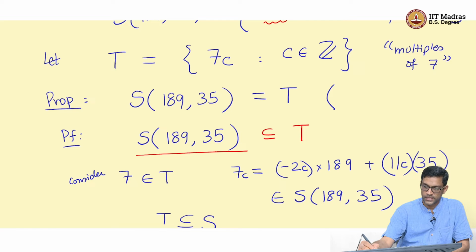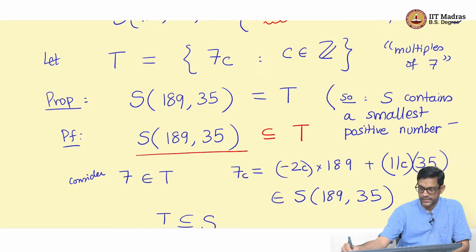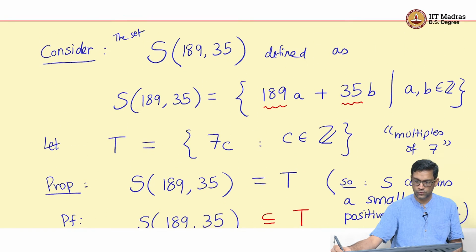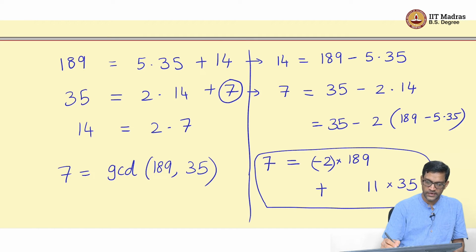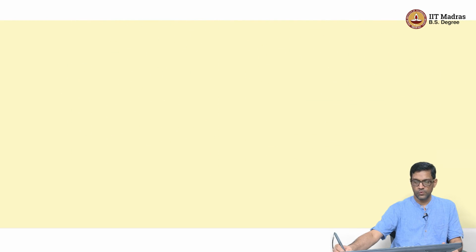So, in particular, S contains a smallest positive number, in this case an integer, namely the number 7. Now, what was 7 really? 7 was what you got when you kept doing the Euclidean algorithm all the way to the end, and in this case it terminated somewhere. So, that very last number that you got in the Euclidean algorithm is in fact the smallest positive number that lies in the set S of 189 comma 35.